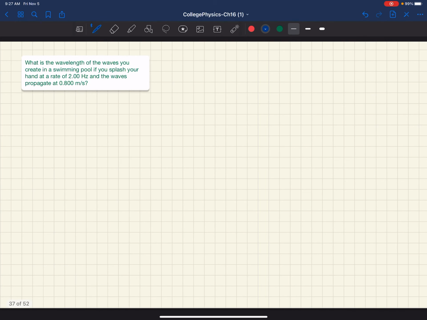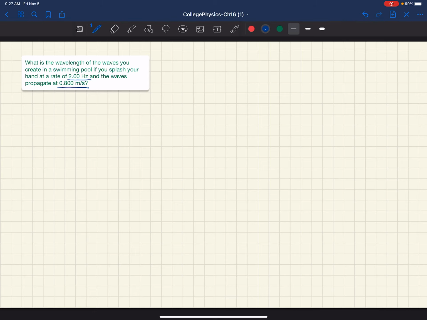Okay, let's work another problem. What is the wavelength of the waves you would create in a swimming pool if you splash your hand at a rate of 2 hertz and the waves propagate, or move, at 0.8 meters per second? All right, this isn't so bad.